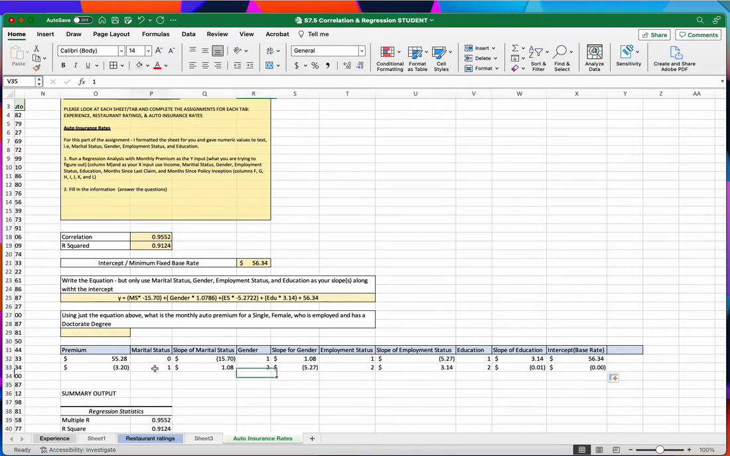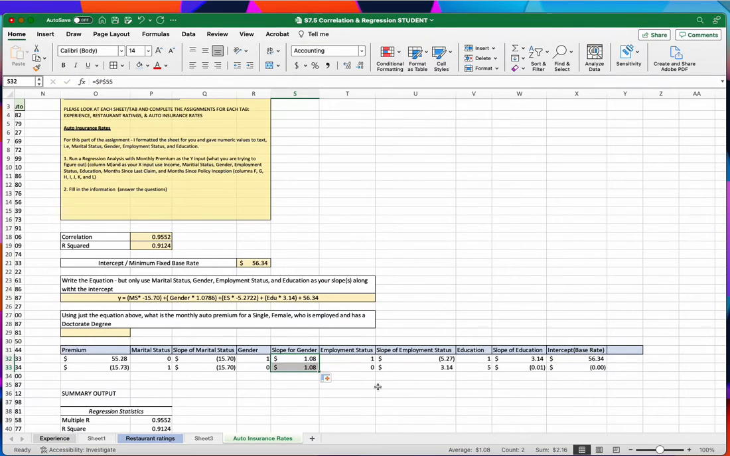Now let's take a look at if they were married. Okay, we don't have a 0 gender, but married. Let's say male. Employment status is they were unemployed. Okay. And they had some high school education, okay, and then slope of education. What I did wrong here is I needed to lock these cells, so actually let me go up there and lock those. So when I copy them down, it copies the same. Same here. Let me lock that cell, and copy it down so we get the right equation.